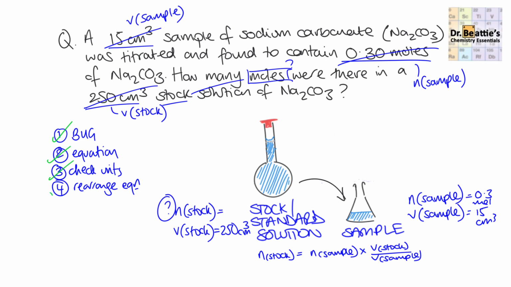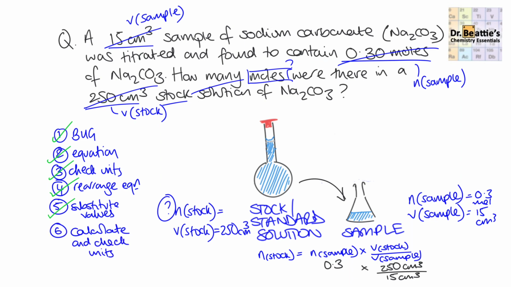You don't need to rearrange the equation as it's exactly what we need as the subject. Just substitute the values that we've extracted from the question. We just put this into a calculator, calculate it, and we work out that 0.3 times 250 divided by 15 is 5 moles.